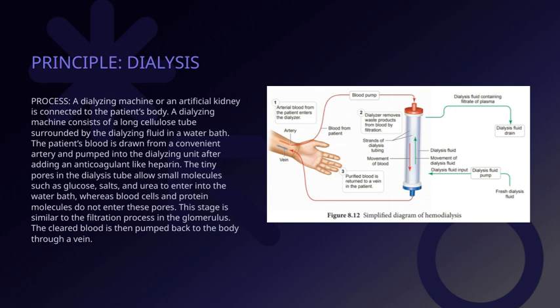After the blood is cleaned, it's pumped back into the body through a vein. The key principle here is dialysis itself. It's essentially mimicking the kidney's filtering function to remove waste and excess substances, helping maintain the body's balance. This process is vital for patients with kidney failure, ensuring their bodies continue to function properly.